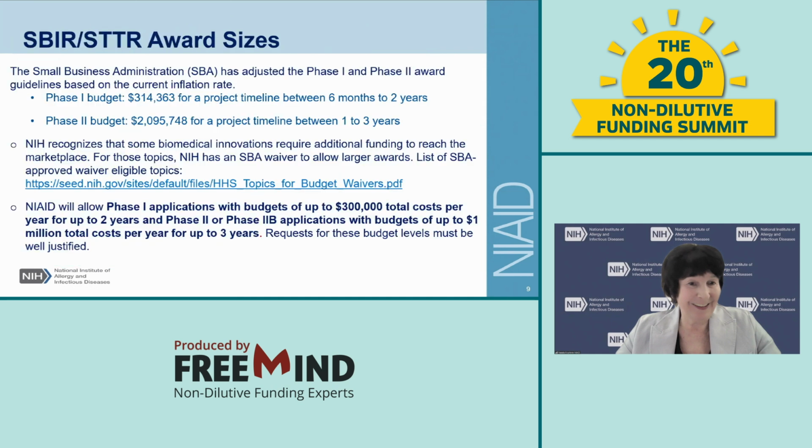I want to talk about budget, and it can be confusing. We're getting a lot of questions. As you know, the Small Business Administration every year will adjust the dollar amount for Phase 1 and Phase 2 awards based on the current inflation rate. And recently, SBA published that for Phase 1, they will pay $314,000 for projects with a timeline between 6 months to 2 years. For Phase 2, $2 million for a project timeline between 1 to 3 years.